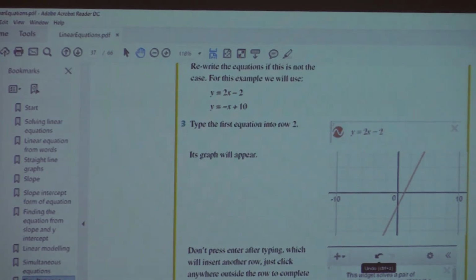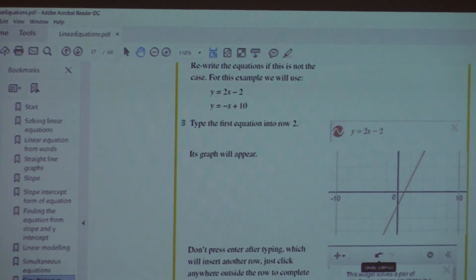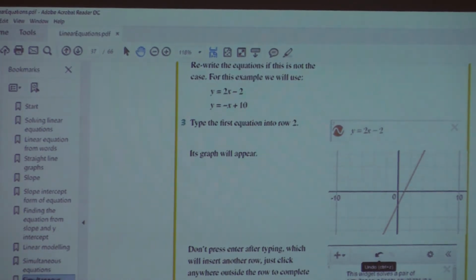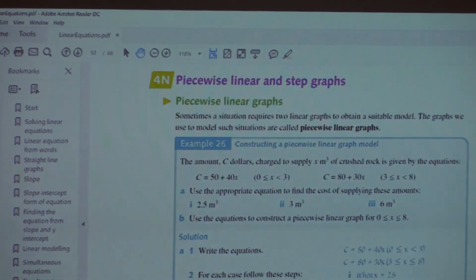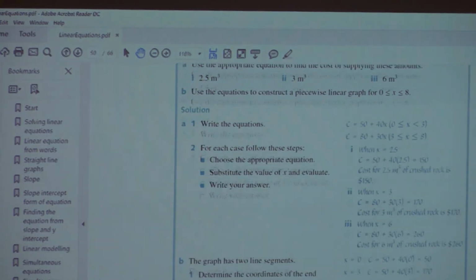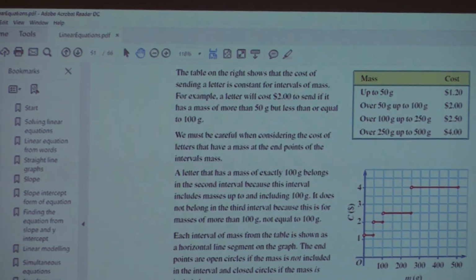Okay, so if you want to actually analyse graphs, construct graphs, well, Desmos will be a great resource for you to use. And if I just jump to that last section now, there's the piecewise and the stepwise sections of the graph. And that, again, was added because that was a requirement of the Queensland syllabus.